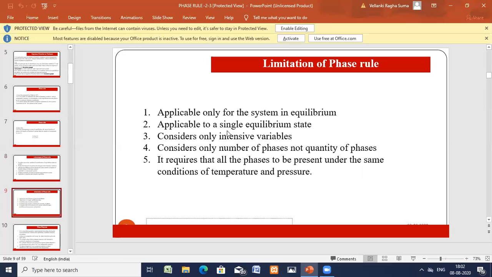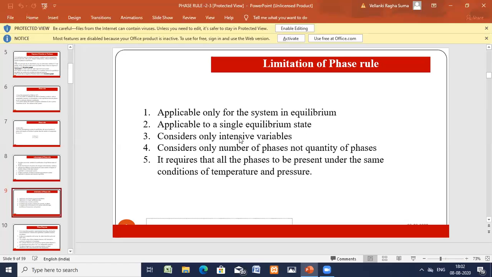So it is applicable for a system in equilibrium, and that should be a single equilibrium state. It considers only intensive variables and only the number of phases. It doesn't take into consideration anything except temperature, pressure and composition. That's a limitation, and it should be only a single equilibrium.